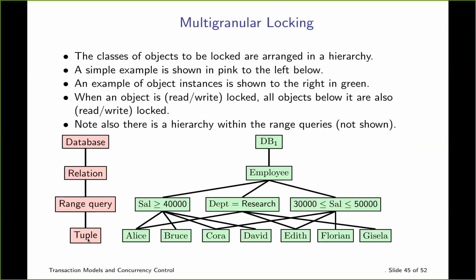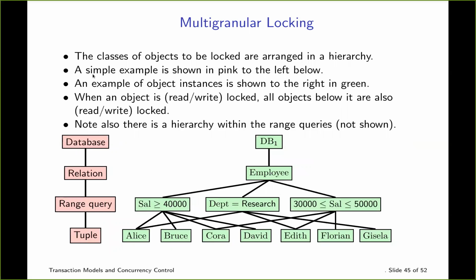Now, these are some examples. So the employee table, all the tuples with a salary greater than 40,000. You could potentially have locks spread over all of those. And then we also have the locks at the level of the individual tuples. Okay, so here's how it works then.